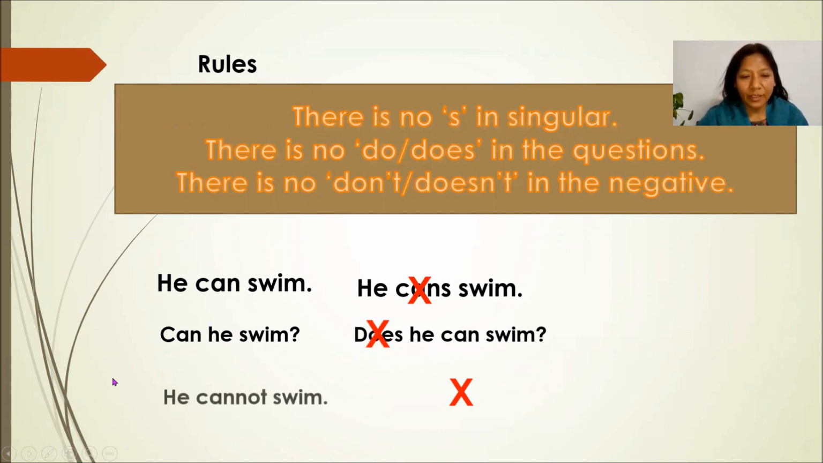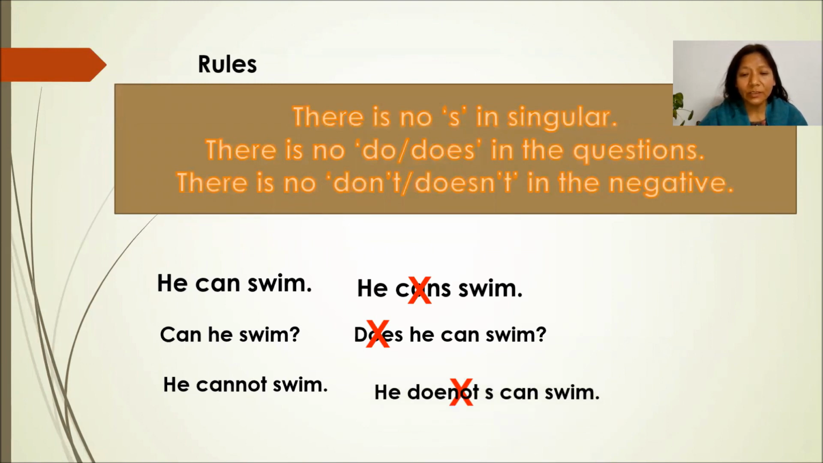Another example, he cannot swim. This is negative. To make negatives, we usually use don't or doesn't, but here we don't use do or does. So we can't say he doesn't can swim. Here is the mistake, so it should be cannot.